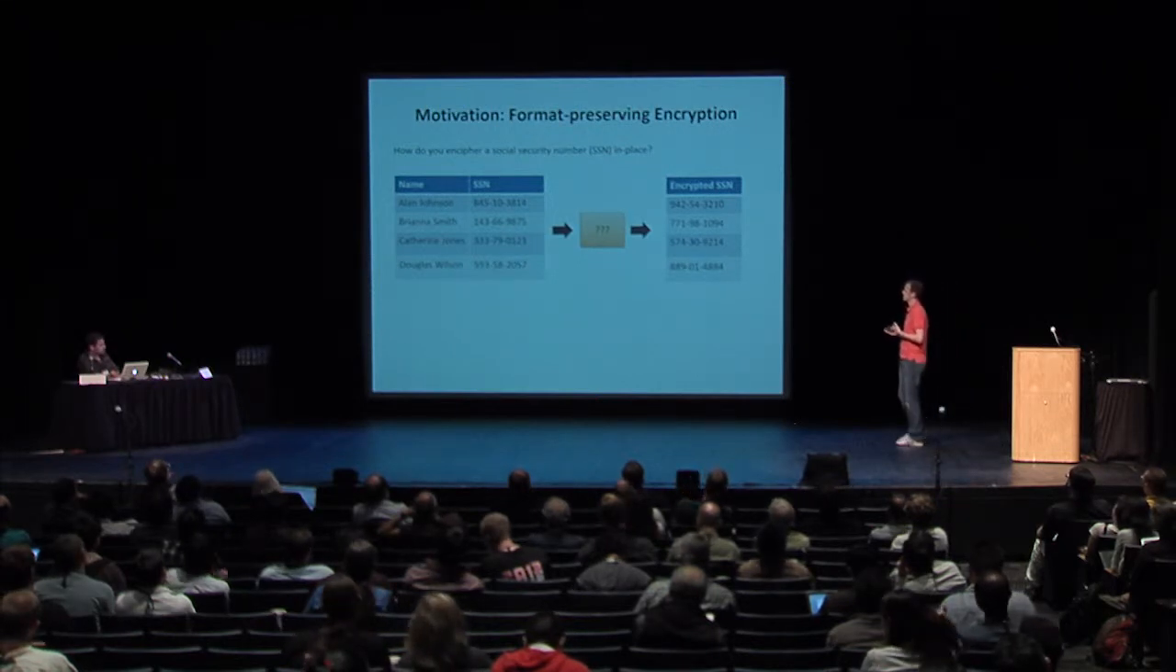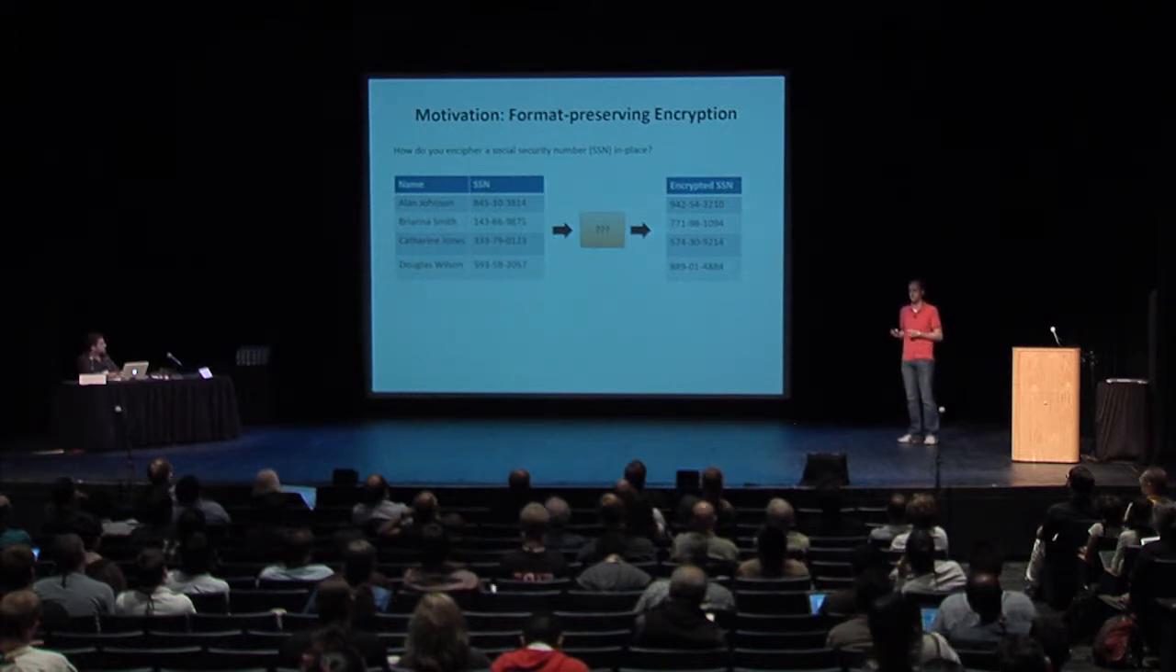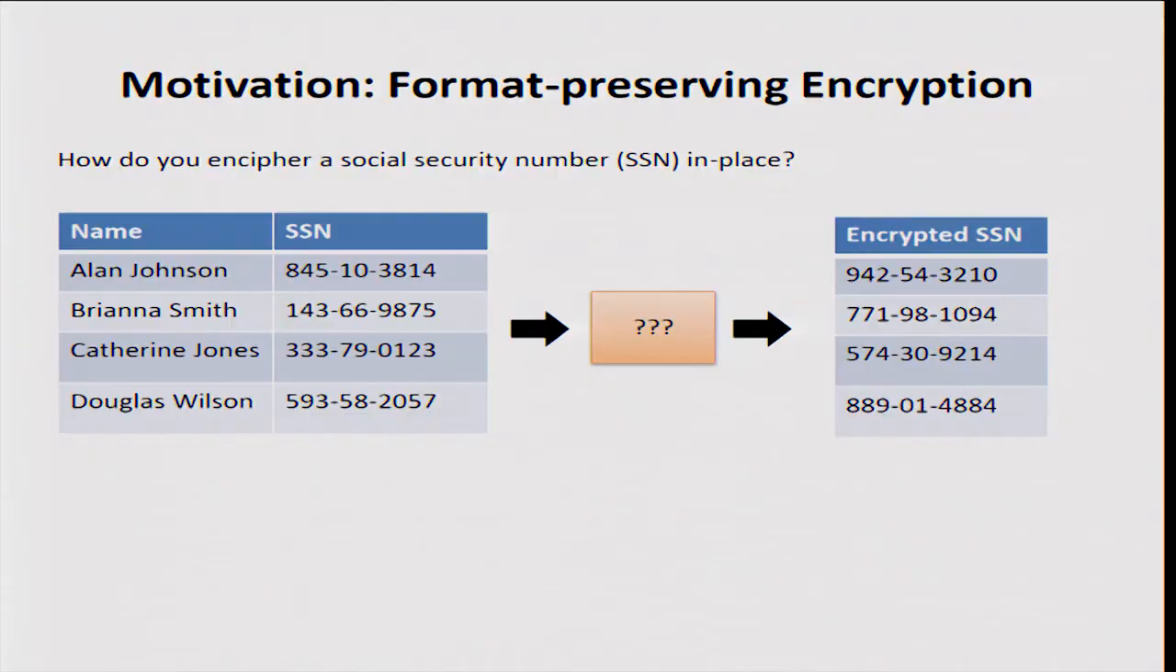Ideally, we want in-place encryption. We don't want to just throw AES at it and get something that's too big for this database column we already have. So ideally, we'd like to start with our 9 decimal digits, encrypt it, and still get 9 decimal digits. We want to preserve the format. This is actually an important problem in practice. An entire industry is formed around the solutions to this problem.